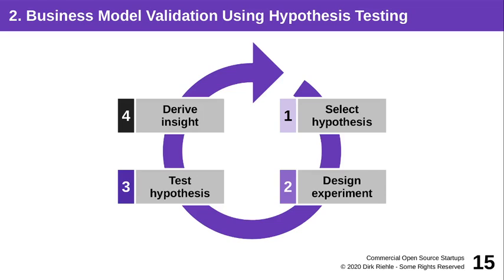To learn that, you need to build an experiment or design an experiment. So first, step 1, you select that hypothesis that seems to be both most likely to be wrong, but also, if it was true, give you the biggest insight. Then you design an experiment for it.